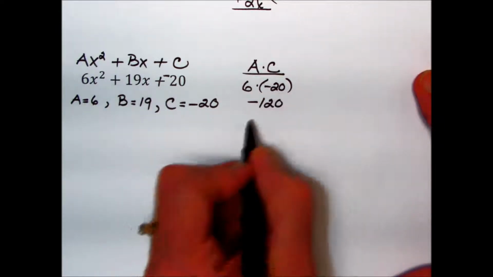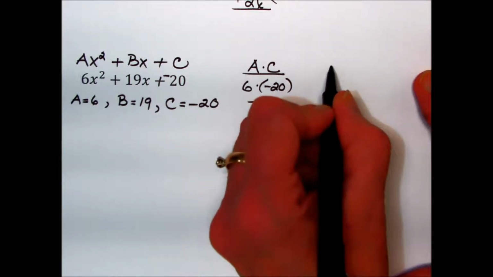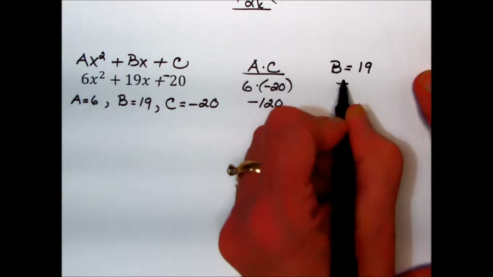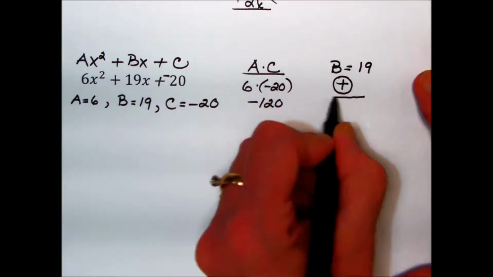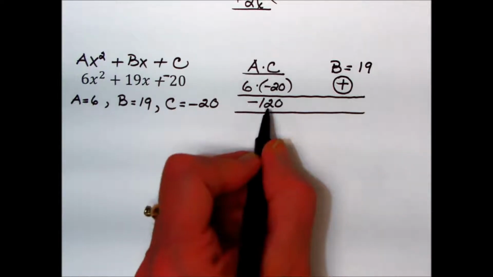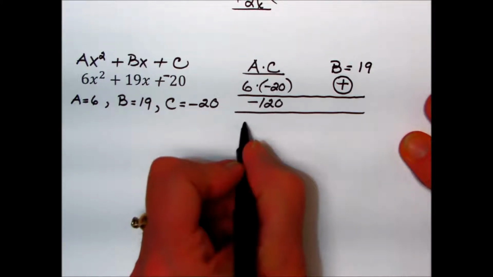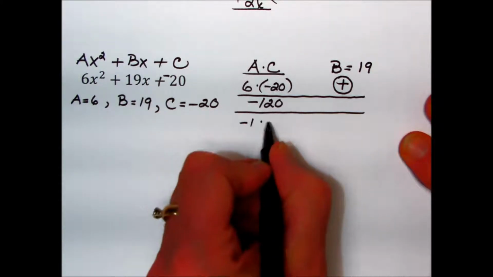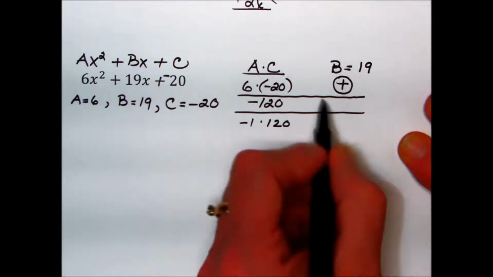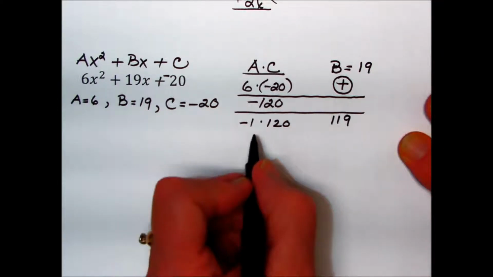Then, in the second step, we're looking for a combination of factor pairs that add up to equal our B. And B is equal to 19. So we're looking at a sum of our factors of negative 20, or negative 120. So let's start. I like starting just with the smallest number. Negative 1 times 120 gives us negative 120. When I add them, I get 119. It's not the number we're looking for.